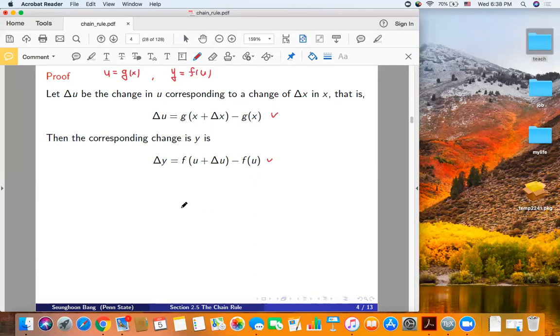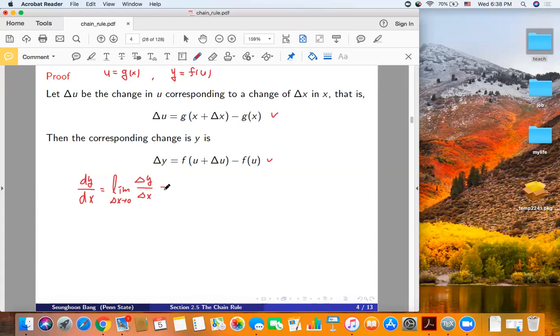So I want to find the dy over dx. How can you find the dy over dx? dy over dx, use the definition: limit as delta x approaches 0 of delta y over delta x.